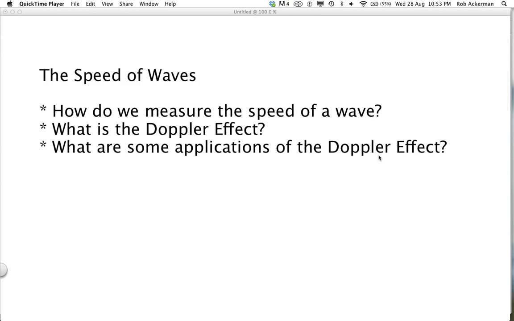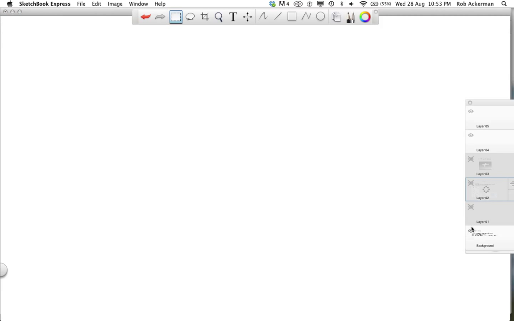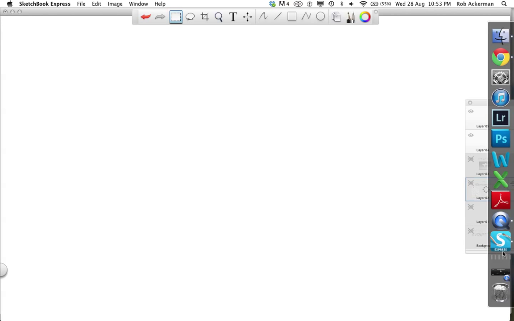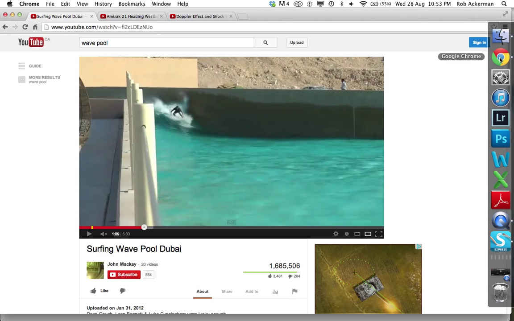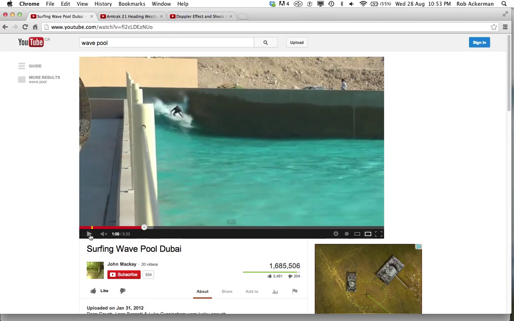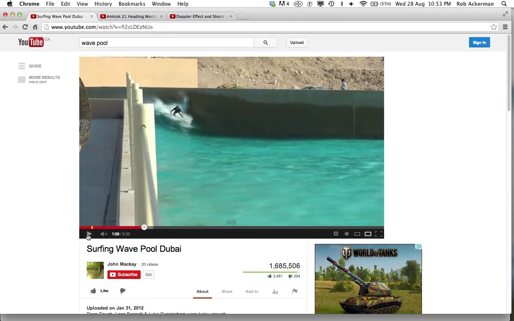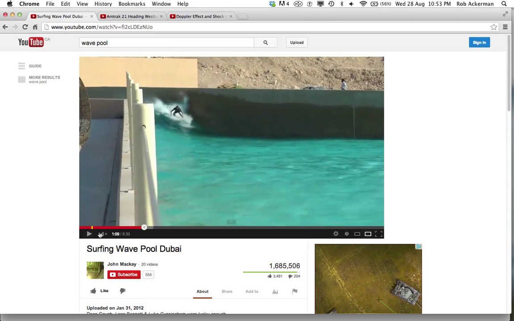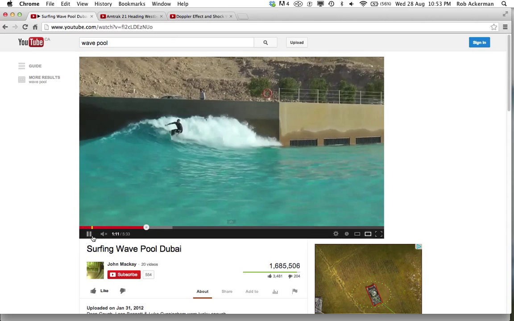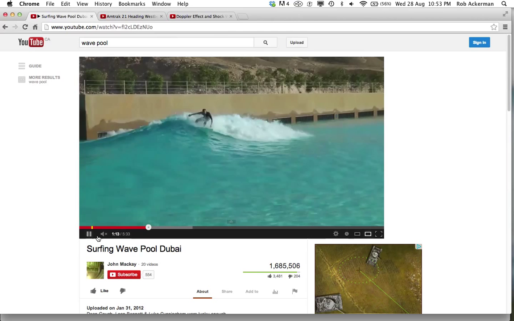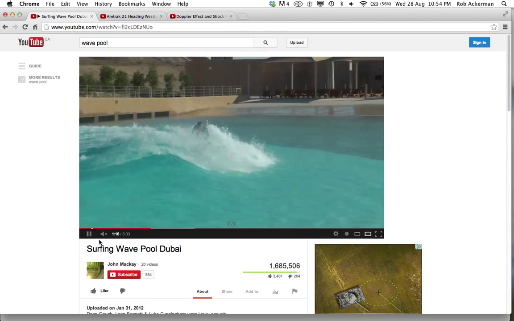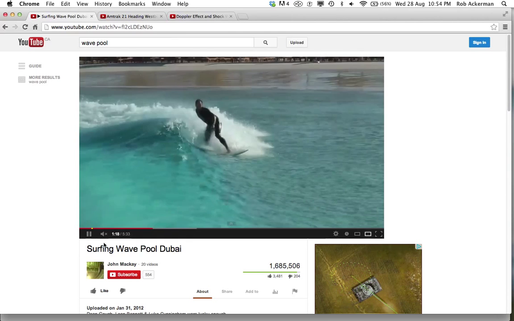So first of all, let's close out this screen, and first I want to jump to YouTube for a moment. This is something I found, I wasn't aware they had this: if you want to go surfing in the middle of the desert, all you've got to do is hop a plane to Dubai, where they've built this humongous wave pool. I'm going to play the video for you now without any sound. This is what people are doing out in the middle of the desert in Dubai, and I don't really want you to focus on the surfer. What I want you to focus on is that wave that's moving.